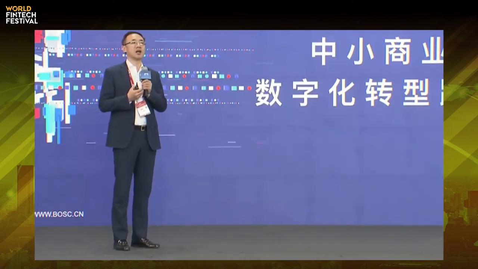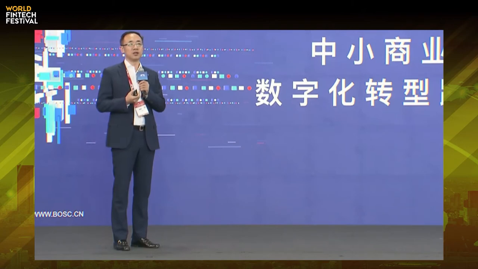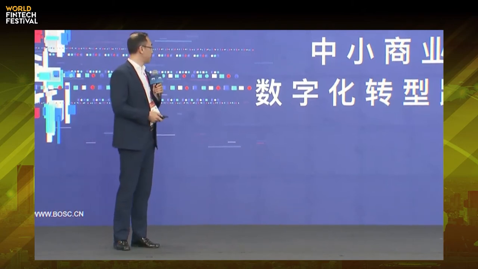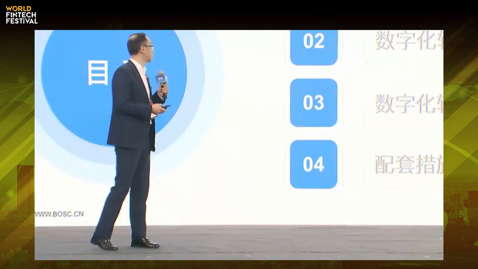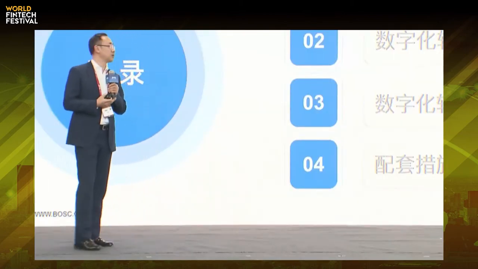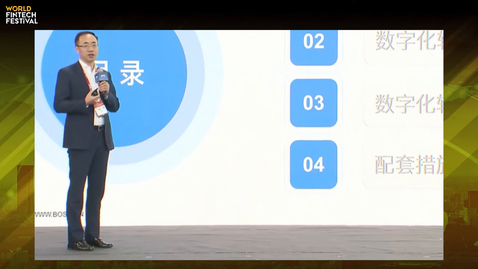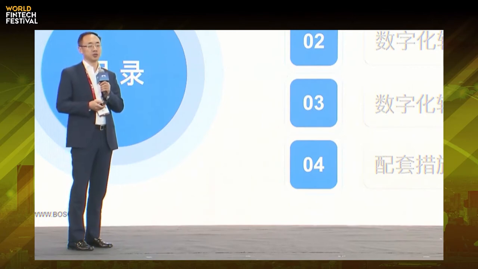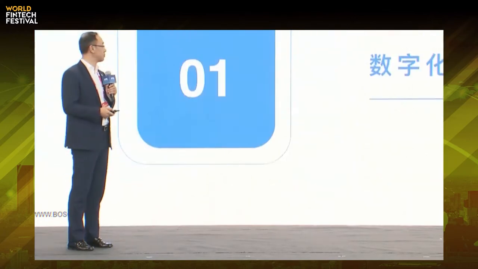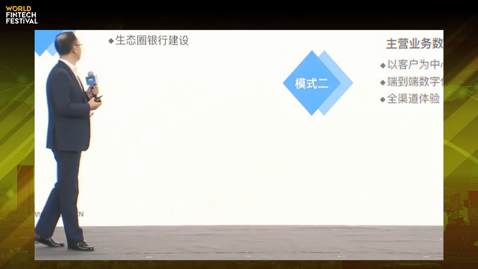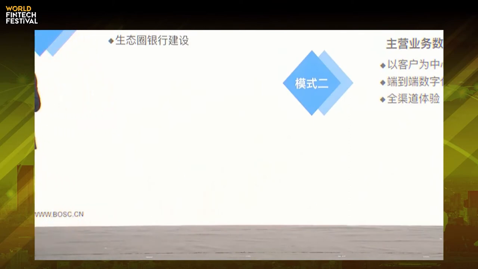Now, my topic today is basically from the perspective of a small or medium commercial bank. So what are the approaches for us in the future? My presentation can be divided into four parts, which are the model of digital transformation, targets of transformation, how to do it, the approach, and then related facilities and infrastructure.